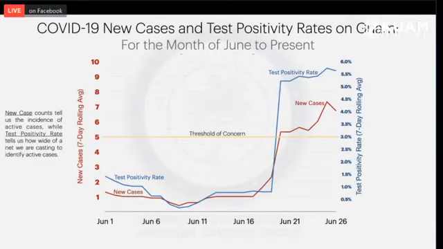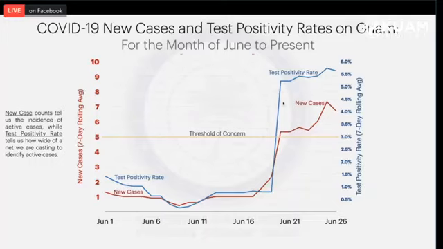So on this graph here, we have COVID-19 new cases and test positivity rates on Guam for the month of June up to present. On the left side here, you can see the new cases, and now we're using a 7-day rolling average as opposed to previously looking at 5-day rolling averages. The reason being that this is more representative of more data, so we can see how trends are going overall, and it's also the way that most of the world is looking at their data. So new cases on the axis on the left, test positivity rate axis on the right.